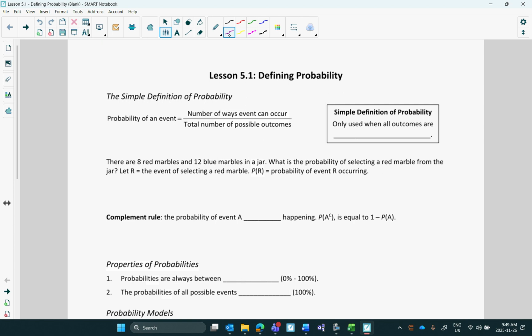Right. Okay. All right. So probability of an event, how many ways an event can occur over the total number of possible outcomes. And we use this simple formula when the outcomes are all equally likely.